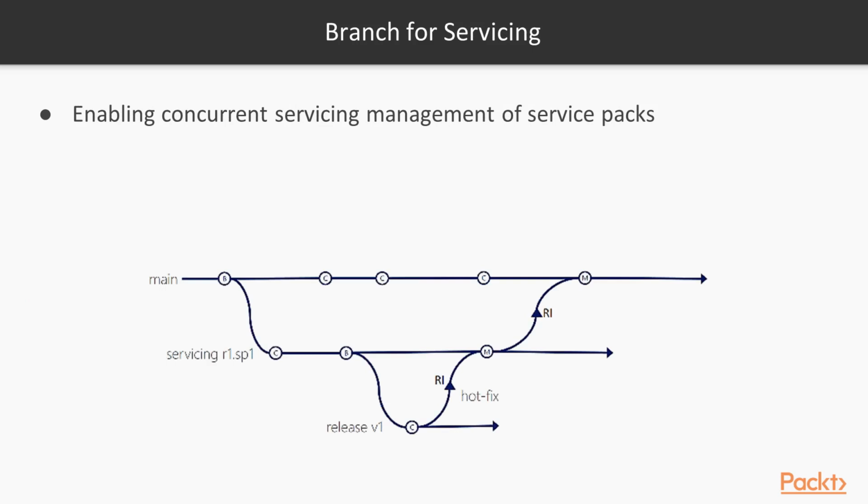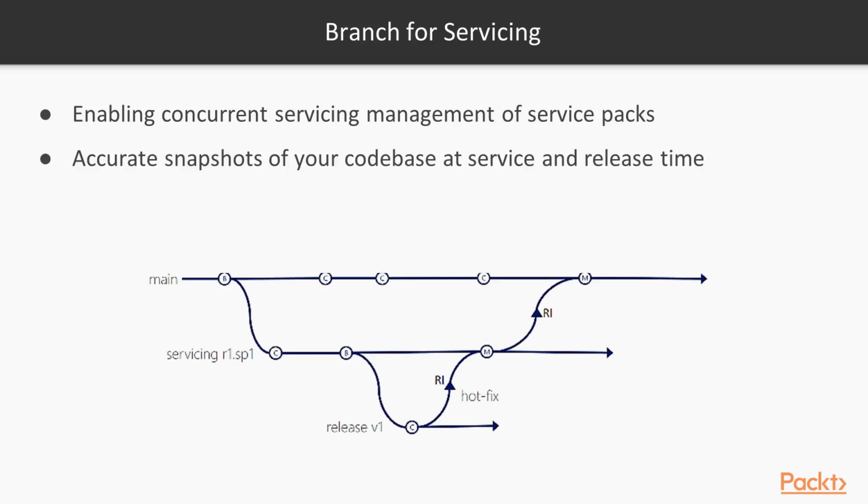The next branching is for servicing. So servicing branches for things like hotfixes or service packs really allow us to do this concurrent management of the service packs. So we can have multiple service packs or structuring here. You can see that this will give us an accurate snapshot of the code base at service and release time. So you can see from the main here, we are going along and we branch for a service pack. This is release 1, service pack 1. And then we actually do a release at the end, reverse engineering back up into the service pack, and then back up into the main.